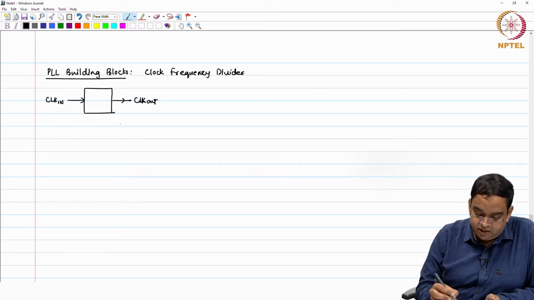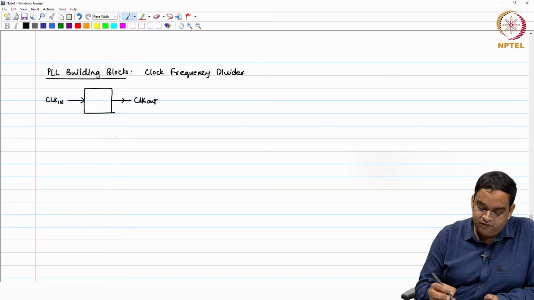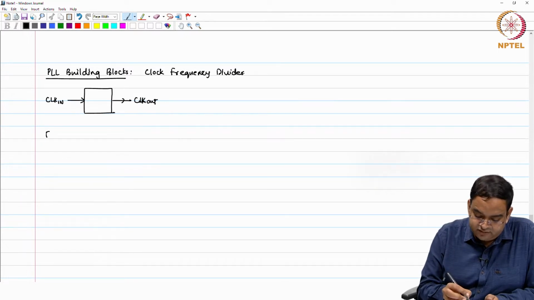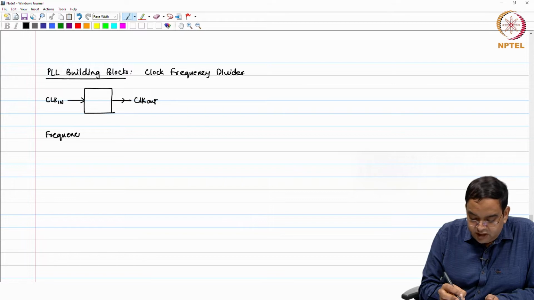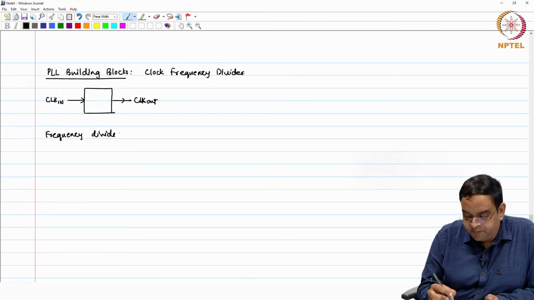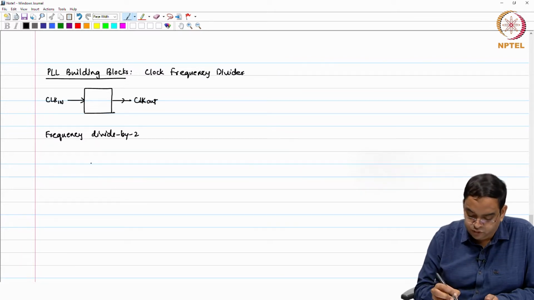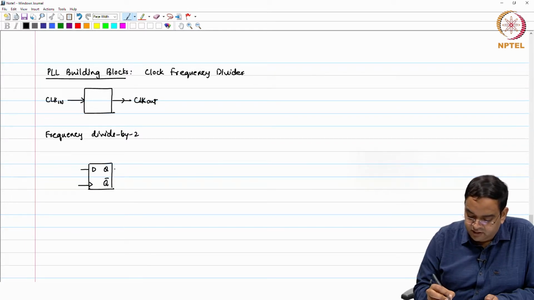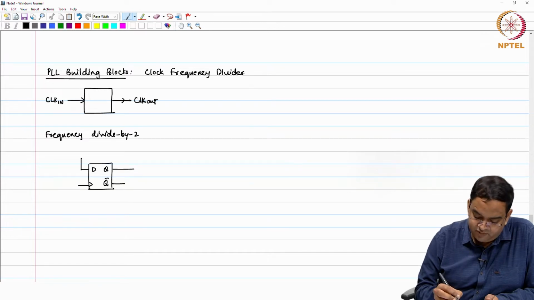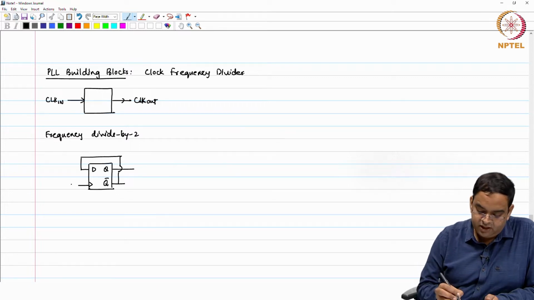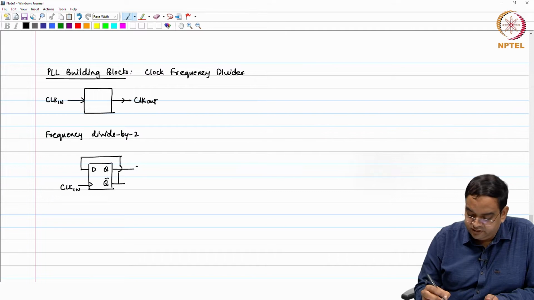To do that, one of the easiest ways is implementing a frequency divide by 2, let us first look at that. Quite often you use divide by 2, divide by 4 and so on. It can be implemented by using a D flip flop. So, you have D, Q, Q bar, you have a clock, and the output of this D flip flop is connected in feedback in this manner. And this is your clock in and this is your clock out.